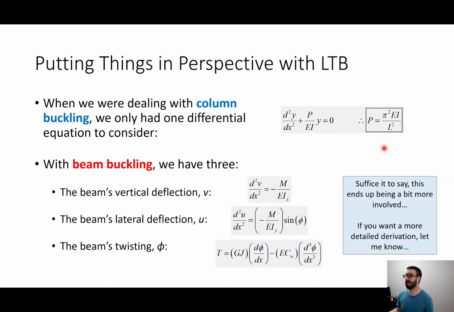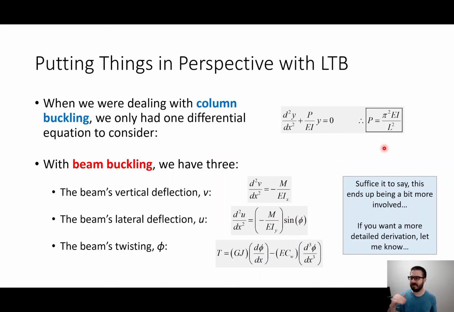But with beam buckling, we have three differential equations. So remember what's going on. During buckling, the beam is kicking out and it's twisting. So there's a lateral deflection, there's a twisting, but then also we're just bending the beam, right? So there's the vertical deflection as well.